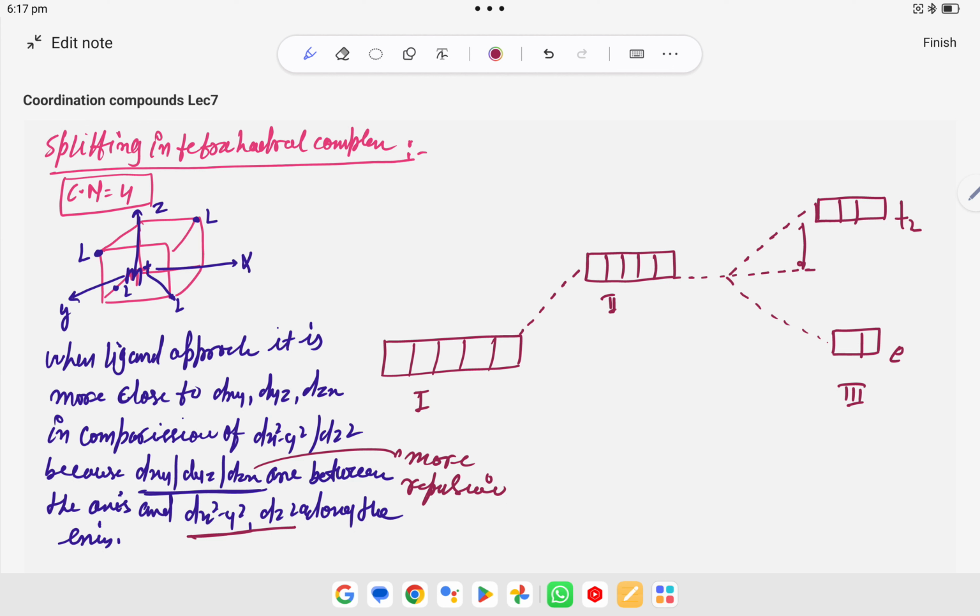Energy gap 0.4 delta T actually, it's called, and here minus 0.6 delta T. So this is the splitting of the tetrahedral complex.